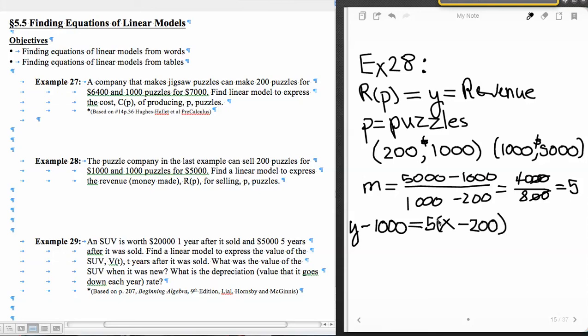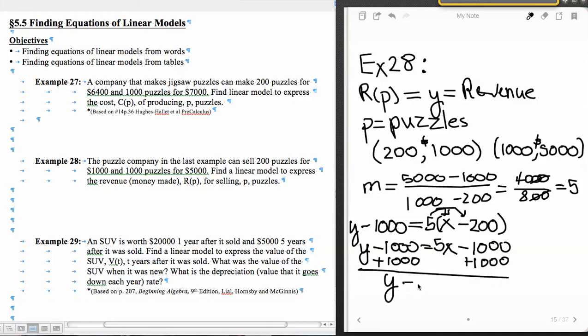Now I'm going to distribute, so the 5 gets distributed here and here. So now I have y minus 1,000, and then that's equal to 5 times x, and then minus 5 times 200. 5 times 2 is 10, plus 2 extra zeros. And then I'm going to add the 1,000 in, and what I'm going to find is that my y is equal to simply 5x.